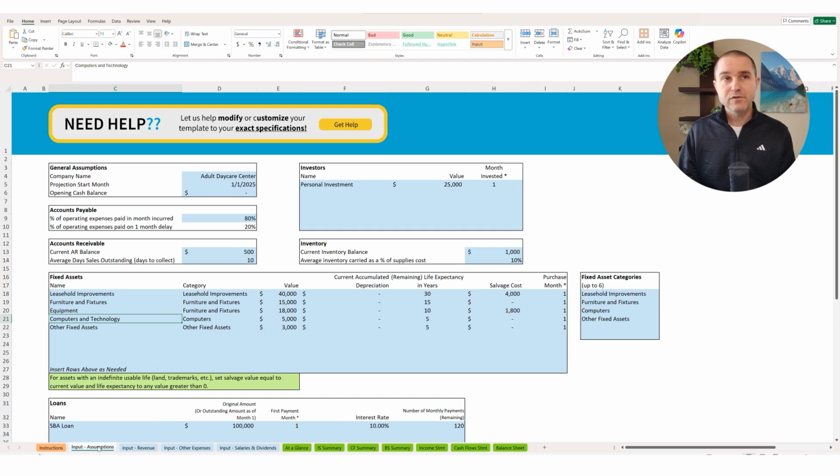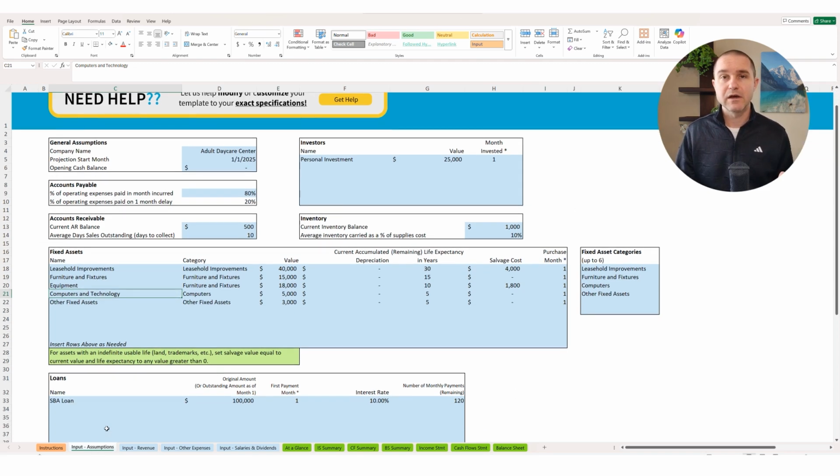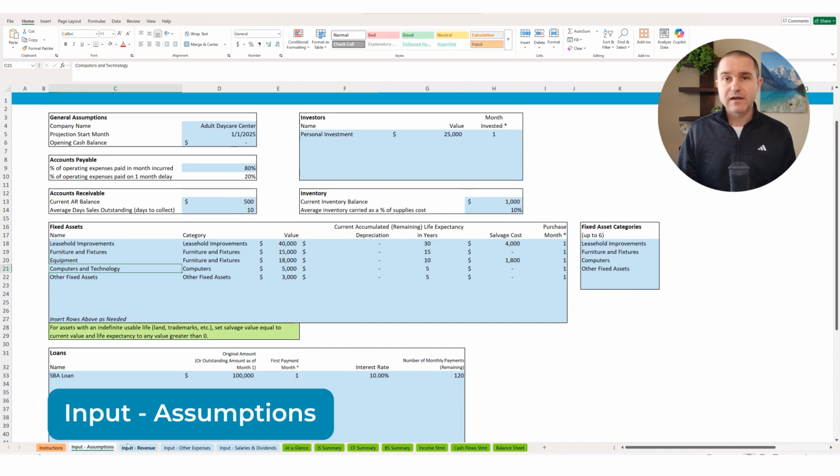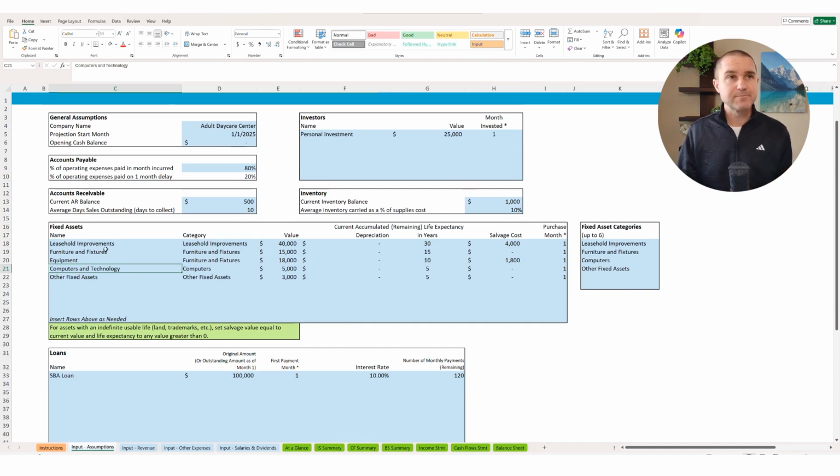Now, in order to produce all of those reports, we have a little bit of work to do. And so I'm going to walk you through our blue input tabs here and show you how to fill it out step by step. Okay, so you can set a projection start month here. I'm going to assume this is for a startup facility, okay? So our opening cash balance is 0 because we haven't started yet. We're going to assume that we're going to put in some personal investment of $25,000 here, invested in month 1.